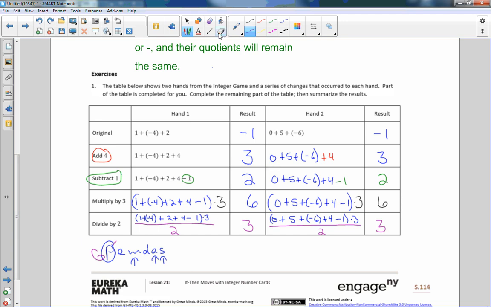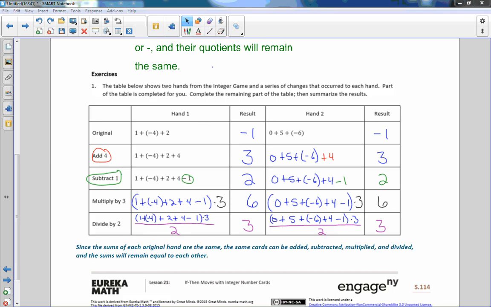So we're going to summarize the results now. Let me move this out of the way, and I'll bring the summary down. The summary is, since the sums of each original hand are the same, cards can be added, subtracted, multiplied, and divided, and the sums will remain equal to each other, and the quotients and the products, if you will. Okay, so there you have it.